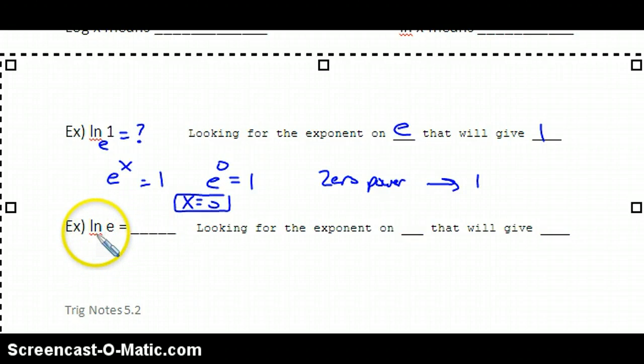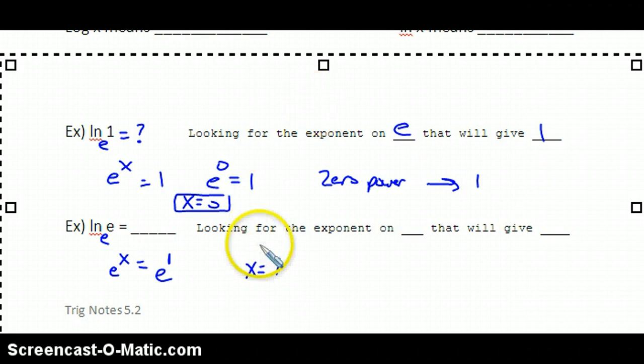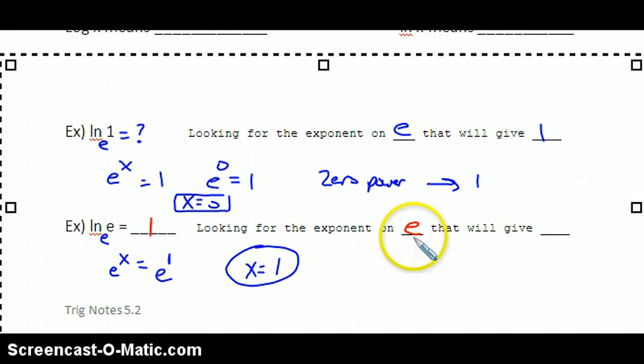Here, it's saying the natural log of e is equal to what? We're trying to figure out what it's equal to. Writing in exponential form, you have a base of e, e raised to some power, because I don't know what it's equal to, will be equal to e. Well, the exponent on e is an imaginary 1. Because our bases are both e, we can set our exponents equal. We get 1. So our answer here is 1. We were looking for an exponent on e that would give me e as the result.